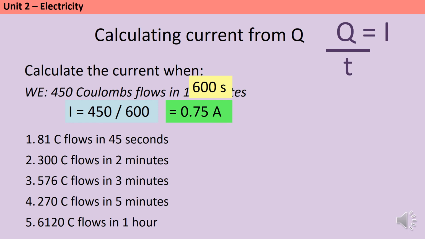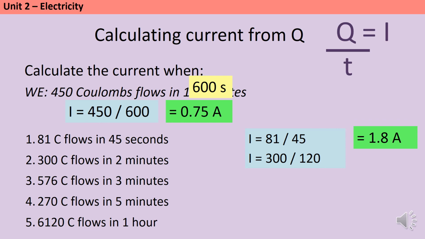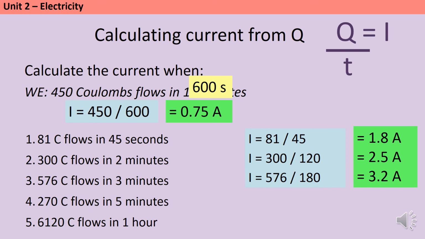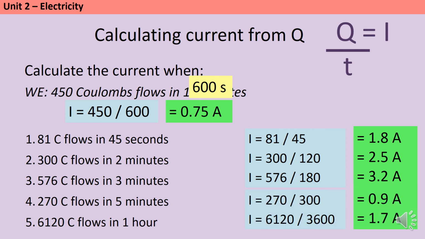When 81 coulombs flows in 45 seconds, that's 1.8 amps. When 300 coulombs flows in 2 minutes, I need to convert 2 minutes to be 120 seconds and do 300 divided by 120, which is 2.5 amps. For question 3, you should have 3.2 amps. For question 4, 0.9 amps. And for question 5, 1.7 amps. How did you get on?